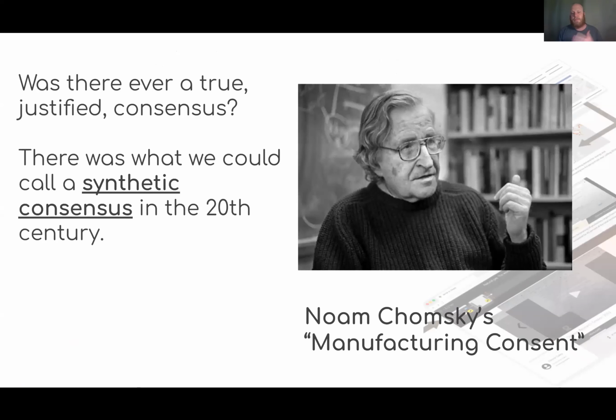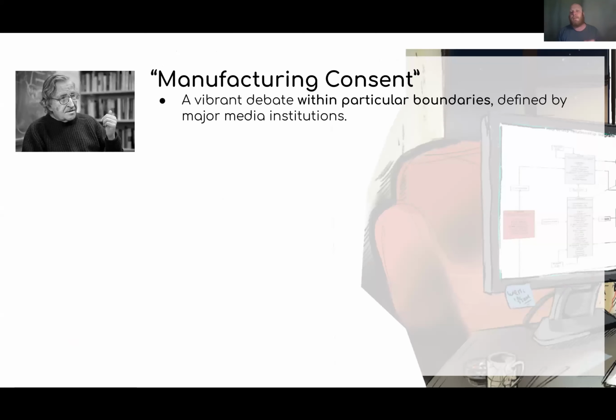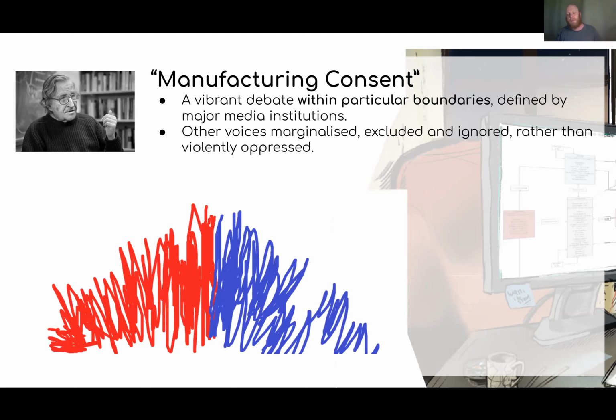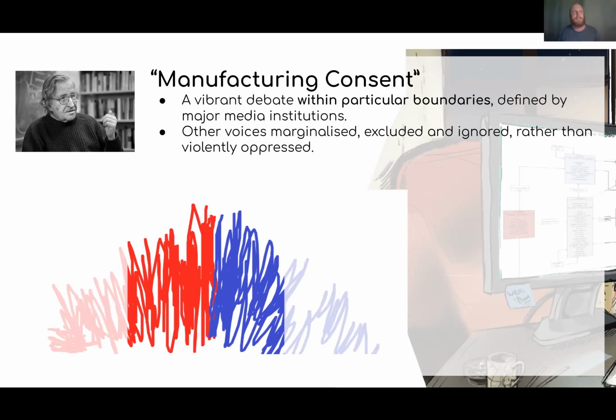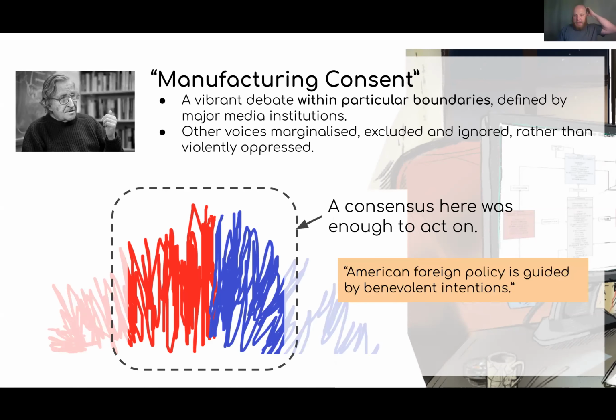And here I'm channeling Noam Chomsky in the idea of manufacturing consent. Put very briefly, that means you have a vibrant debate within particular boundaries defined by major media institutions. Other voices are marginalized, excluded, and ignored rather than violently oppressed. So you have this as your full political spectrum, and you kind of mute out the edges to get a more controlled conversation. And what that means is that within those boundaries, you can have a consensus, and that acts as if it's a real consensus across the population. So that might be something that we want to remain controversial, like American foreign policy is guided by benevolent intentions, or it might be something like vaccines are safe and effective, which we don't want to be controversial.